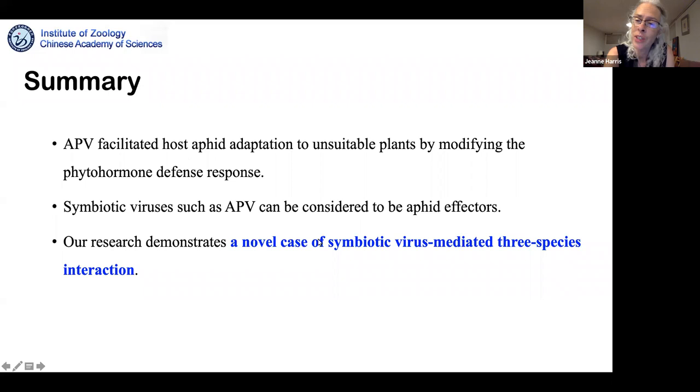Have you compared the APV genome with the GA genes for similarity? We have never compared. This is a very good idea, but I have no experiments on this identity. Yes, didn't compare the APV genome to the GA pathway genes. So this is a very good idea for your future research. Interesting.